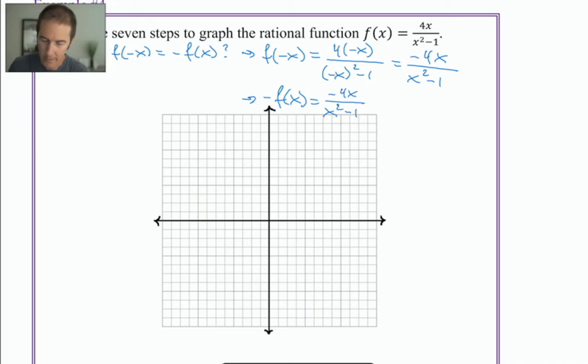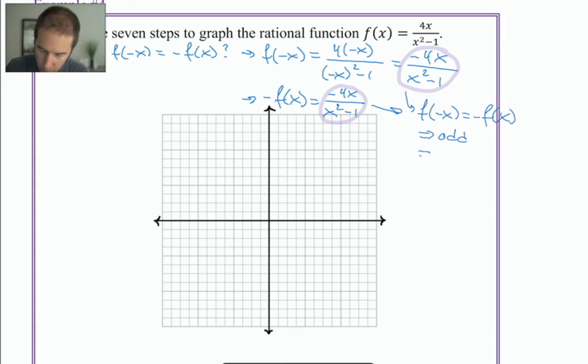Hey, would you look at that? Negative f of x equals f of negative x. Therefore, our function is odd. Odd functions, remember, exhibit symmetry about the origin.